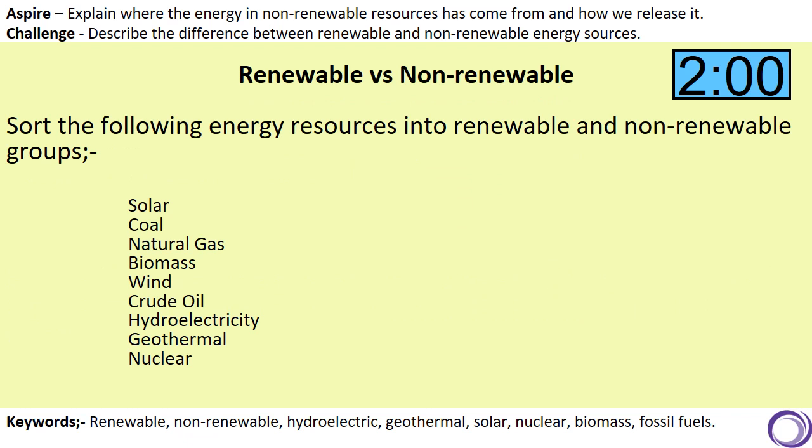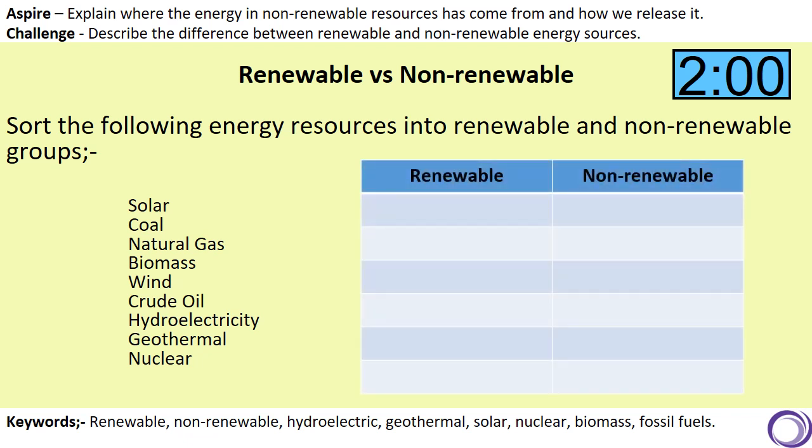So if you've got an understanding of renewable and non-renewable, you should be able to make a good go at splitting this list of energy resources into renewable and non-renewable. You can either write them in two columns, or you can just put an R and an NR next to them. I'll give you 2 minutes.